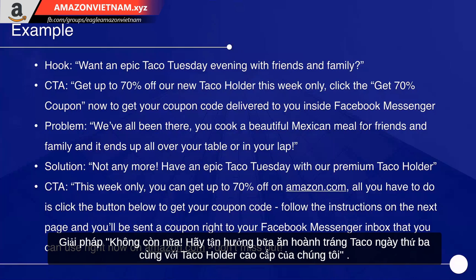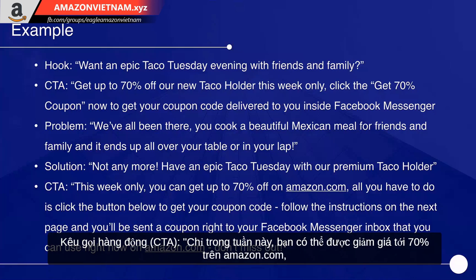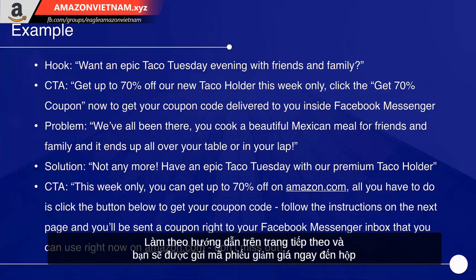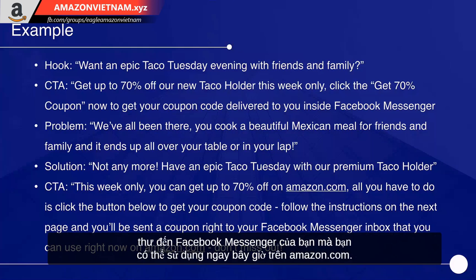Final call to action, which is an extended call to action. This week only, you can get up to 70% off on Amazon.com. All you need to do is click the button below to get your coupon code, follow the instructions on the next page, and you'll be sent a coupon code right to your Facebook Messenger inbox that you can use right now on Amazon.com.